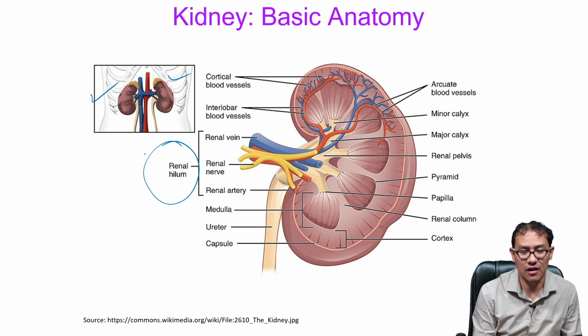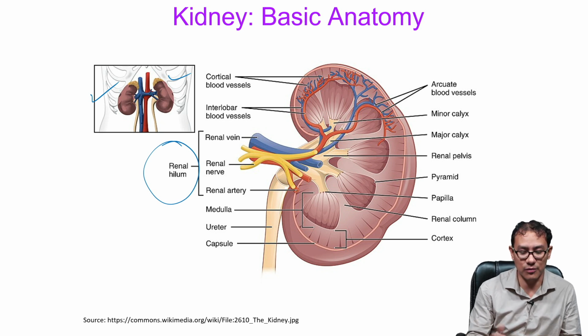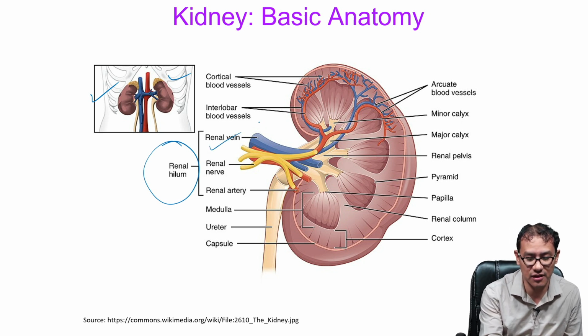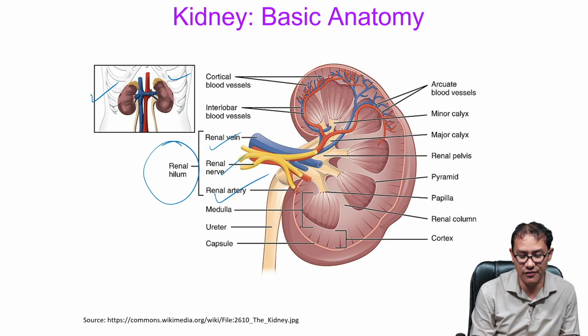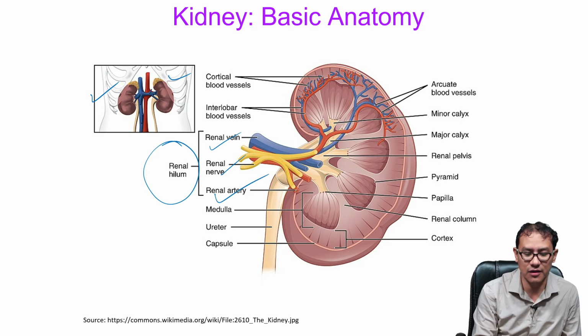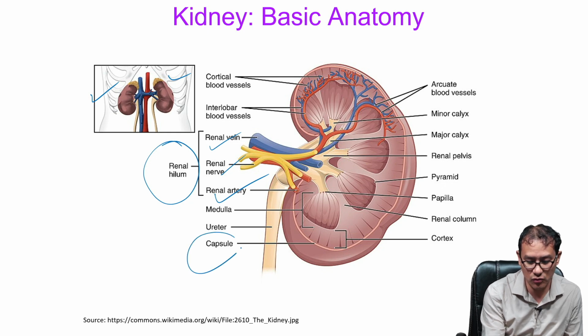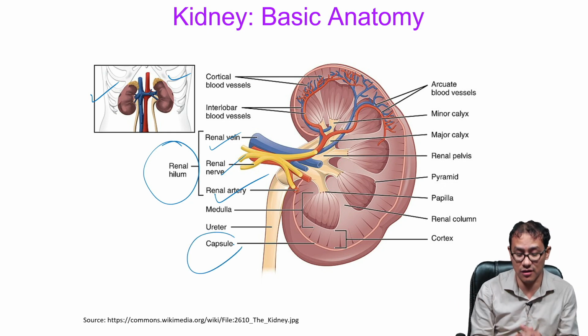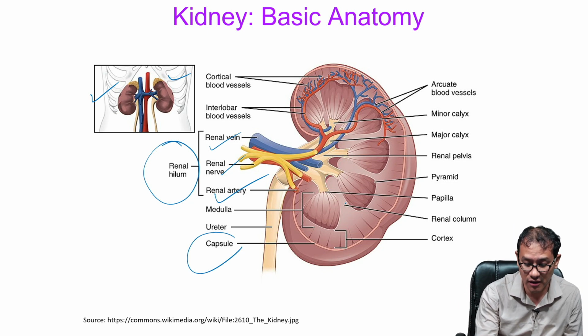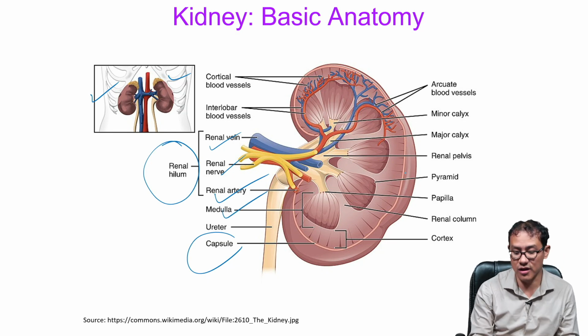This is the medial side of the kidney, which consists of the renal vein, renal nerve and a renal artery, and the parenchyma of the kidney. This is the capsule of the kidney which encloses the kidney, and the medial, inner part is known as the medulla, the outer part is known as the cortex.